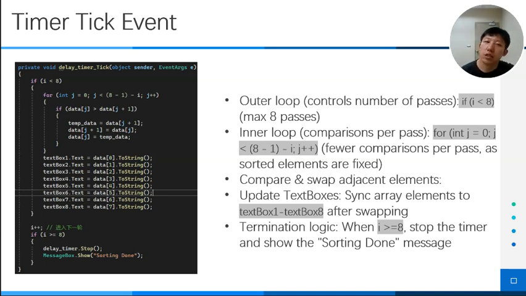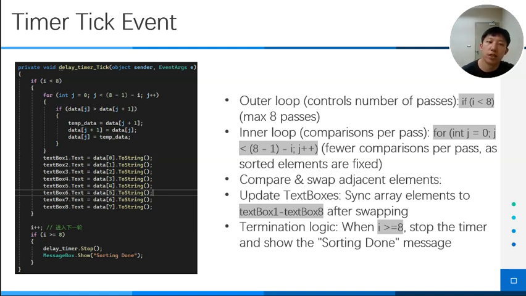This is the timer tick event. The timer tick event is the core of bubble sort. It runs every 1 second to sort step by step. First, the outer loop, i less than 8, controls how many passes, max 8. Then the inner loop controls how many comparisons per pass. Each pass has one fewer comparison because some numbers are already in place.